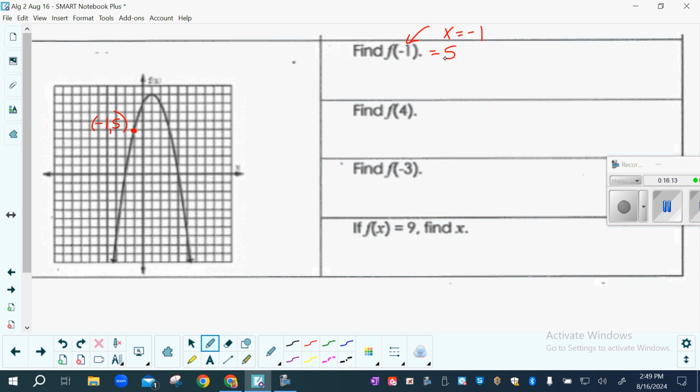And then the second one. So f of 4, we're going to find that again, this is x equals 4. So we want to find 4 on the x-axis. So 4 is this point right here. It's a point already on the graph. What's the y value of that point? 0. So this is equal to 0.